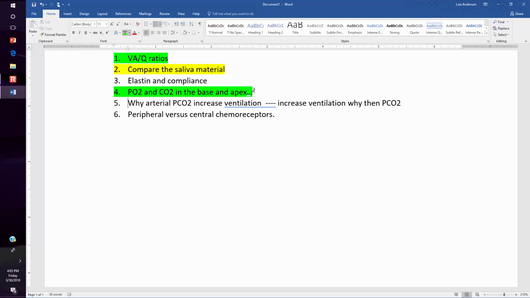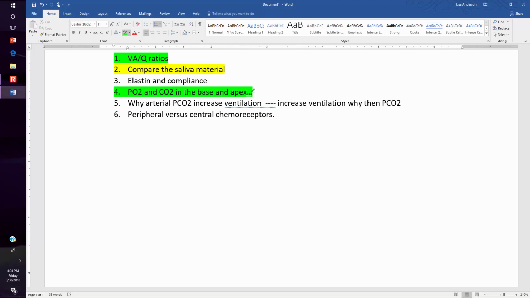Now at the base. At the base, that's where the highest ventilation is. That's where the highest perfusion is. But daggone it, there's actually more blood than ventilation. And so the ratio is less than 1. So it's somewhere in between shunt and perfect.